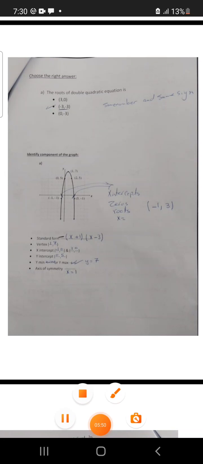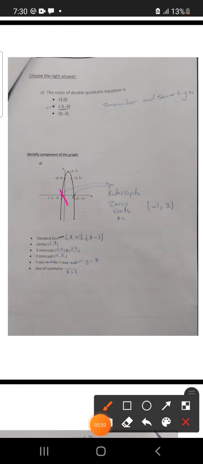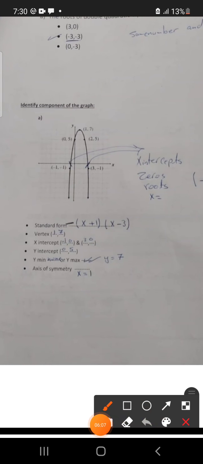X-intercept, where the graph intersects with the x-axis, at y equals 0. Here it is -1 and 0, and on the other side 3 and 0. Y-intercept, where the graph intersects with the y-axis, here is 0 and 5.